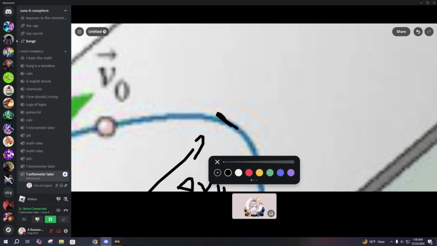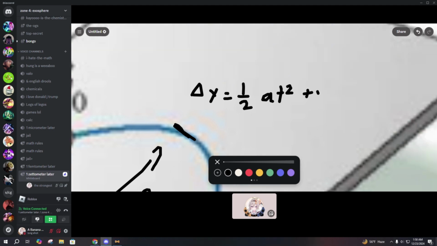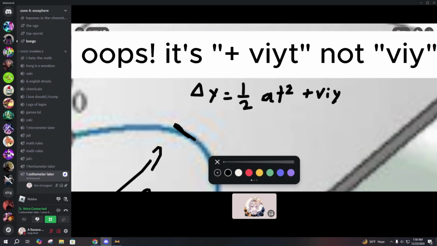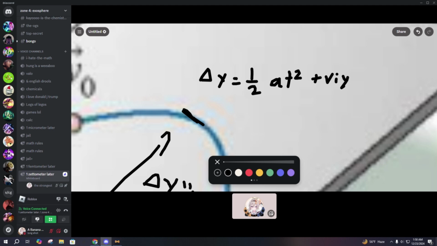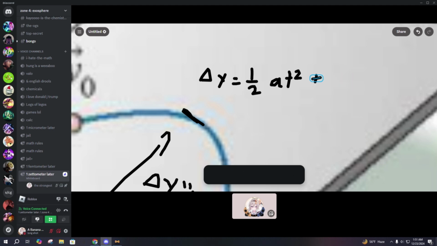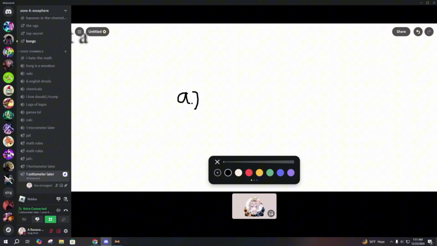go downwards, I can use my displacement formula while going downwards, right? Delta y is equal to 1/2 a t squared plus vi t. Well, if I'm going from top to bottom, then my viy is going to be 0, because at the peak I know vy is equal to 0. So really, this can go away. And I'm left with delta y equals 1/2 a t squared.